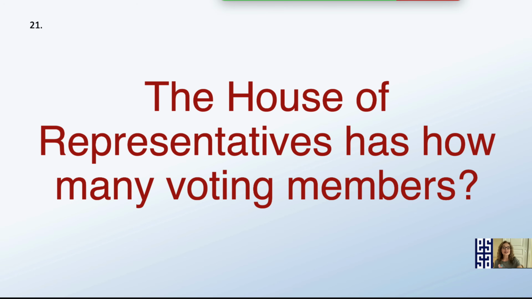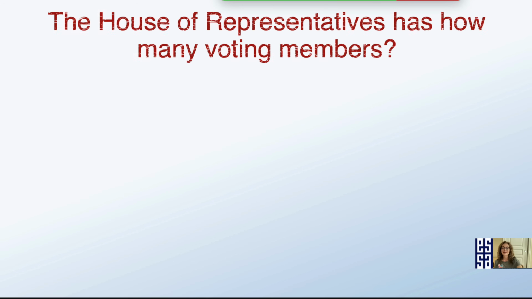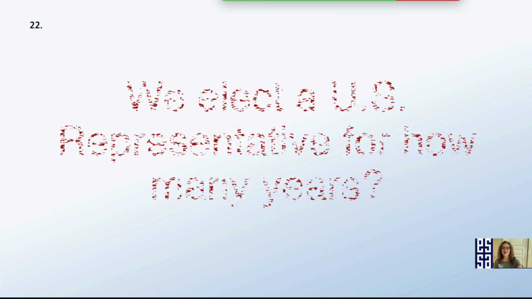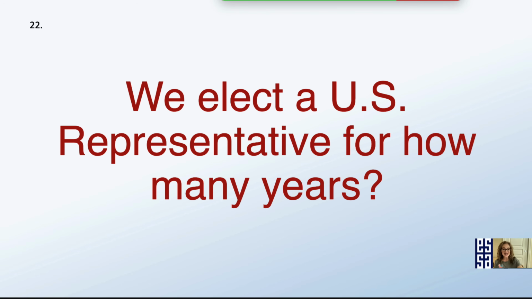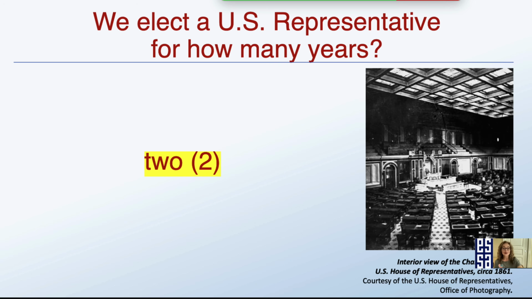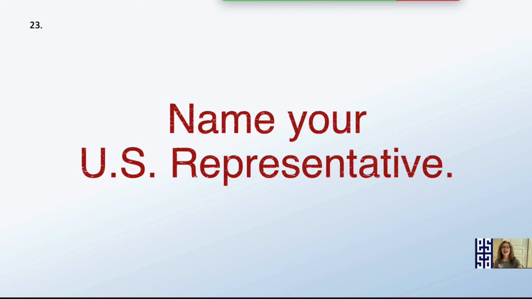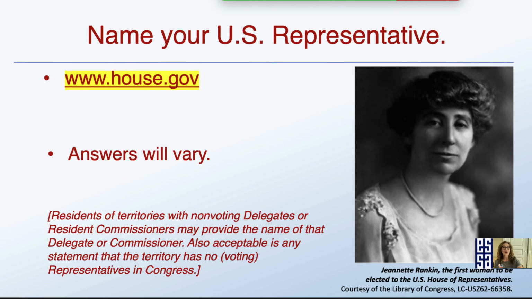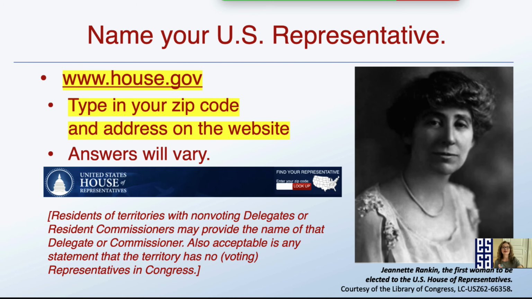The House of Representatives has how many voting members? 435. We elect a U.S. representative for how many years? 2 years. Name your U.S. representative. Again, another tricky one because it will depend where you live.